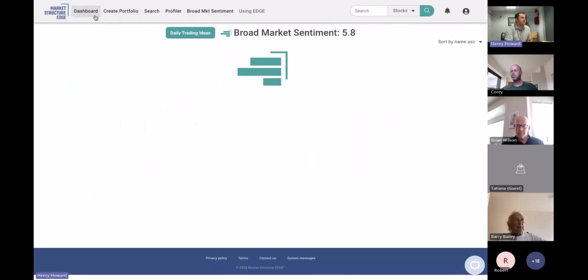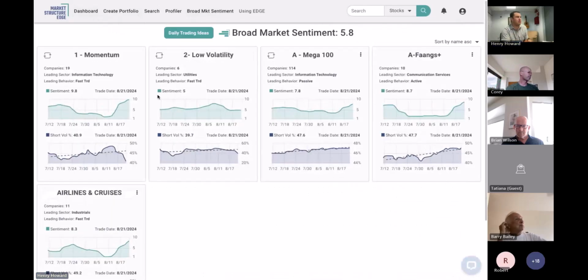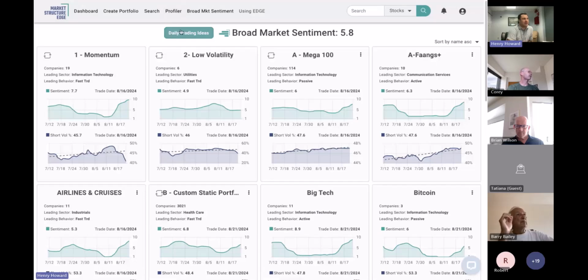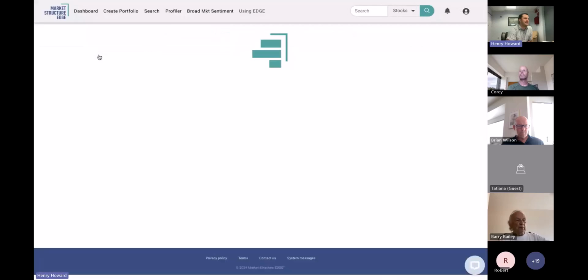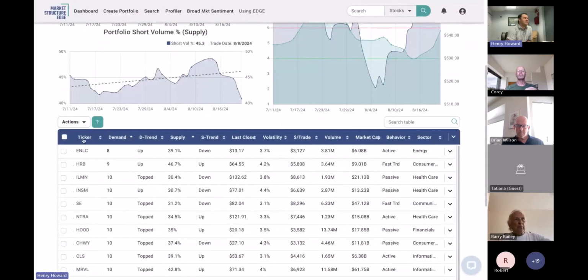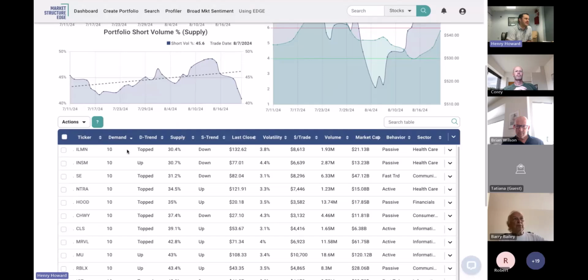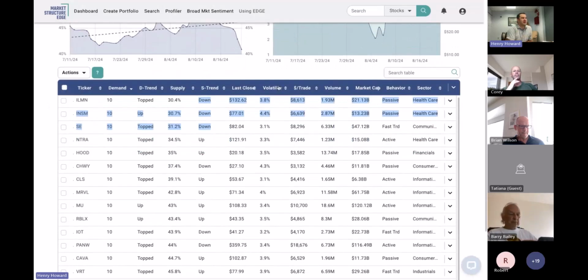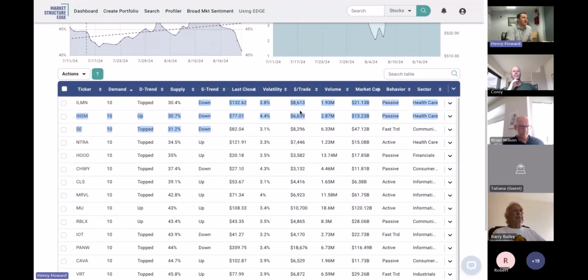Those are the first 3 things. And then, a lot of our IBKR users only have access to daily trading ideas. I like to go in here and look first at what's up at 10, what has supply that's down, and I'll check those names. ILMN, I think we're all waiting for it to bounce off its price constraint, right around 130. I'm waiting for it to jump here.